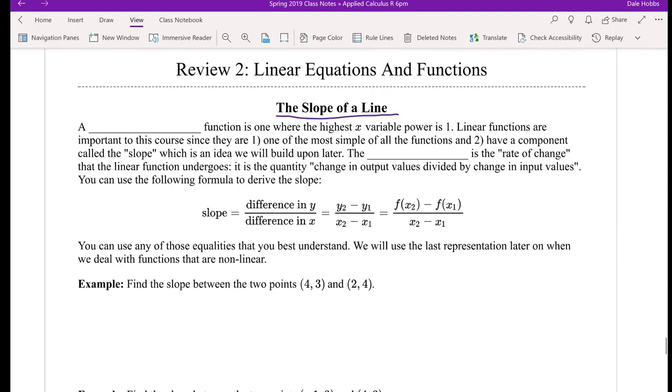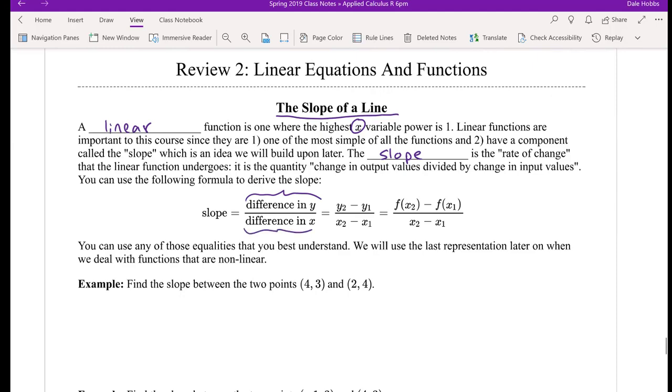Lines, linear equations, or a linear function actually have a constant rate of change. Your x value has the highest power of 1. Linear functions are important because they are definitely one of the most simple functions, and they have something called a slope. We will look at the slope later, or like the rate of change later. But the slope basically is a rate of change. It's a change in your y values divided by a change in your x values.